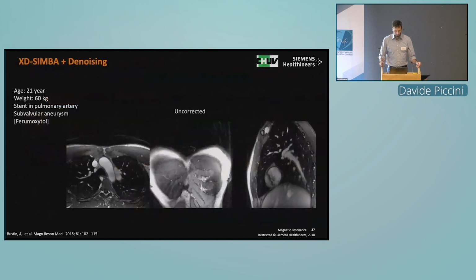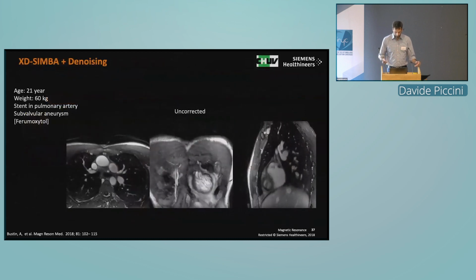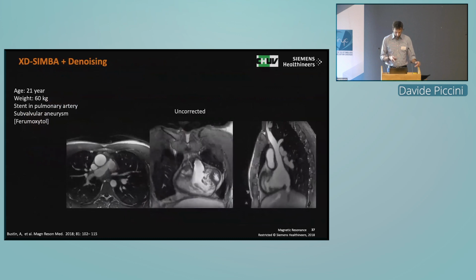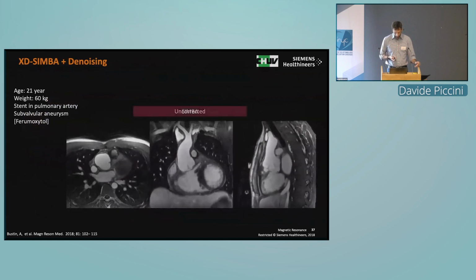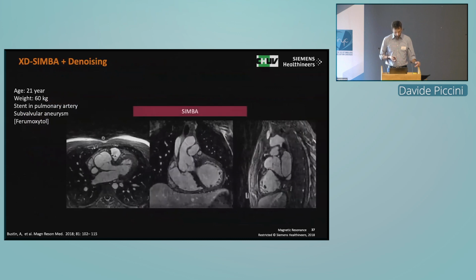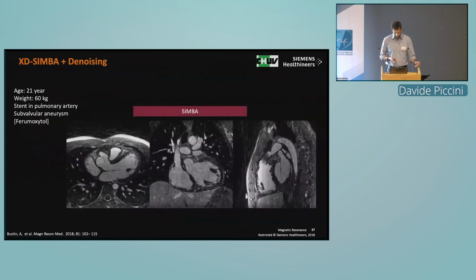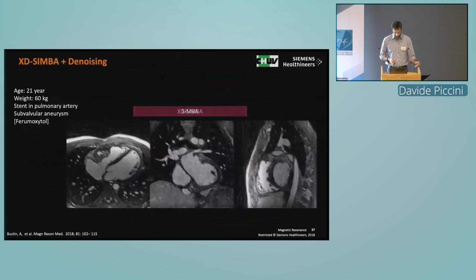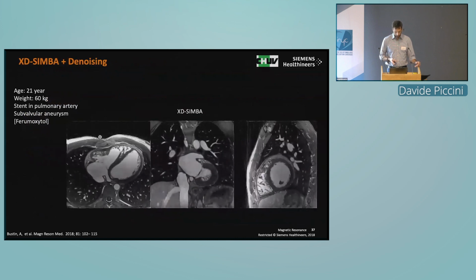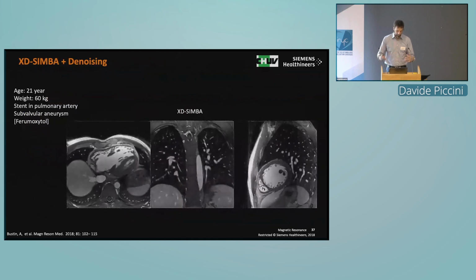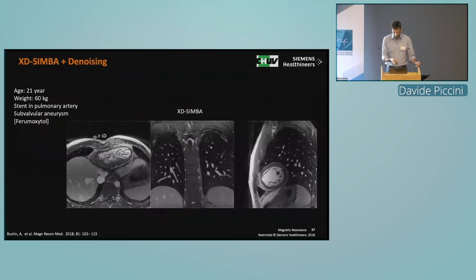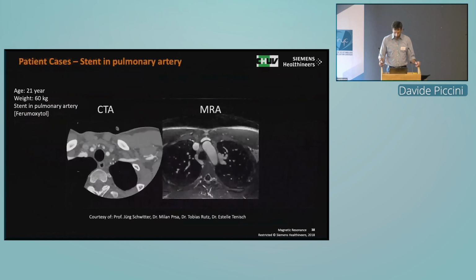To show you an example, we can add different kinds of corrections and denoising to this Simba. This is a dataset, how it looks uncorrected, so all the data together. This is Simba, more noisy, but much sharper because it's one single phase. And then you can add some denoising and some of this XD reconstruction, using different clusters. And then you can have very beautiful images, actually.